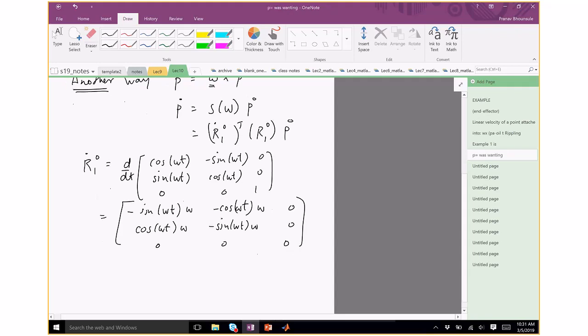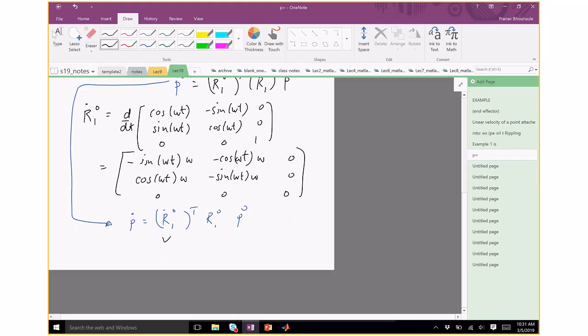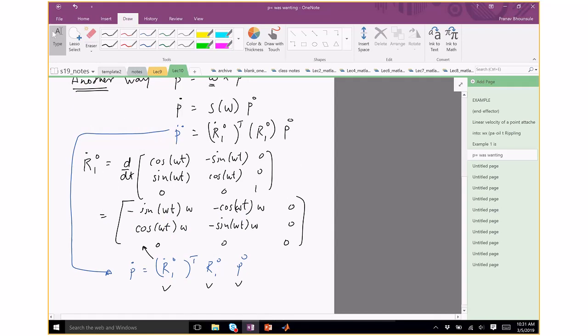Once you get R dot, it's a matter of taking this formula and subbing in the values. So P dot equals R1 dot transpose R10 P0. All these things are known. This is known because we just found it here. R10 I wrote down earlier, and P0 is also known. I wrote it down as A cosine omega t, A sine omega t, 0. This also was derived, so everything here is known.